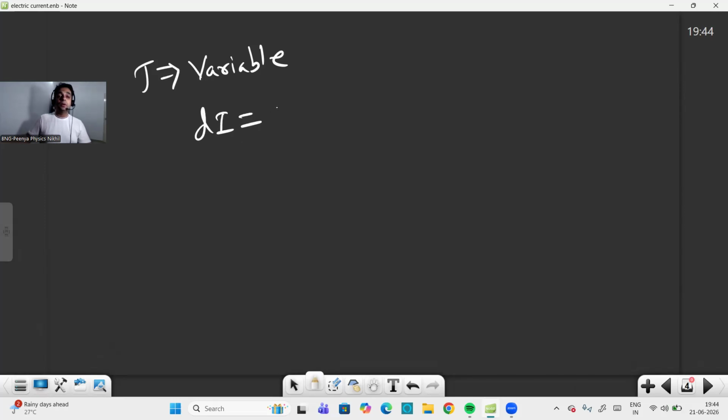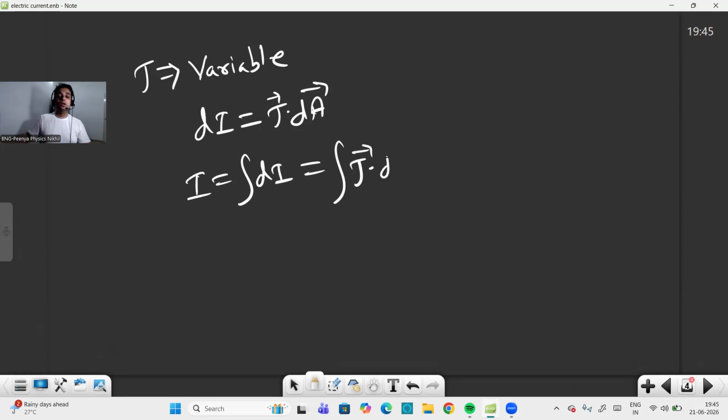So di equals to J vector dot dA vector. Then to find the total current, we integrate this term with proper limits, the integral of J vector dot dA vector. With questions, you will understand how to solve this type of problem. For now, keep it in mind. If J is variable, we find the elemental current using J vector dot dA vector, and then we get the total current by integrating dI.